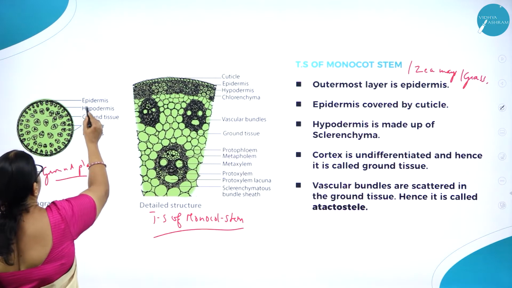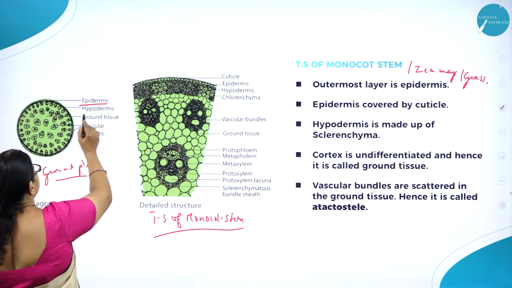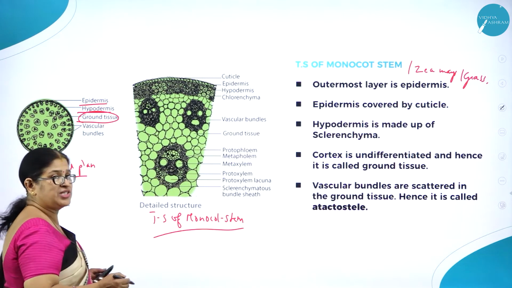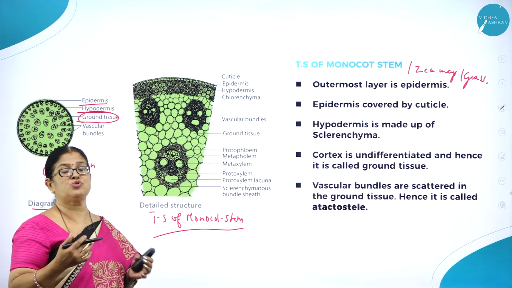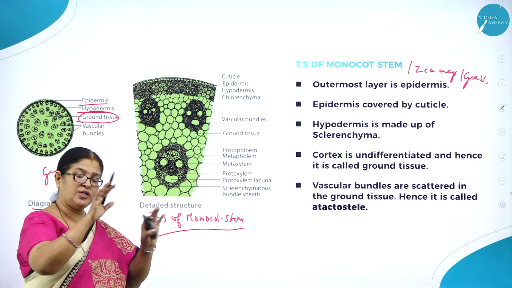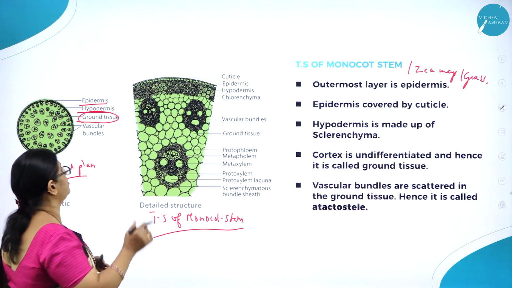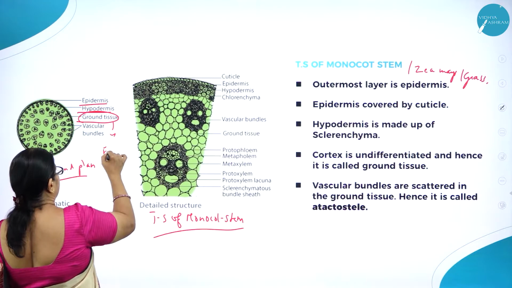Here we can see the outermost layer is epidermis. Next comes hypodermis. Next comes ground tissue. As such, there is no cortex, there is no stele. So the total tissue that is found, we call it ground tissue, or also we can use the word fundamental tissue.